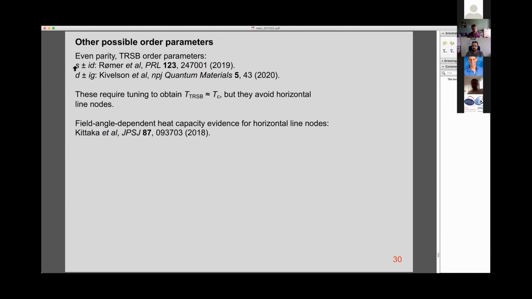And then there have also been recent proposals for s plus id and d plus ig, and I point out the references here.